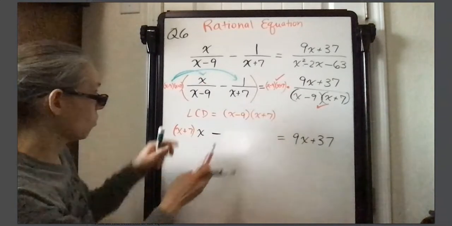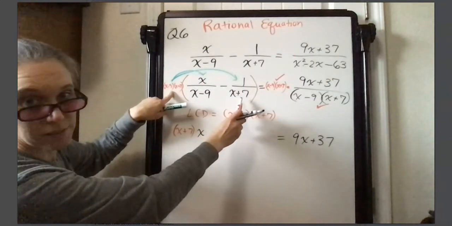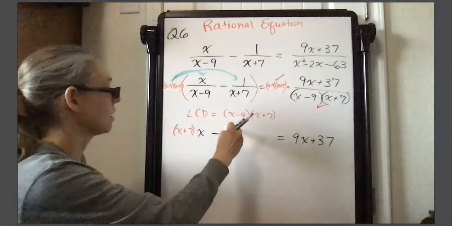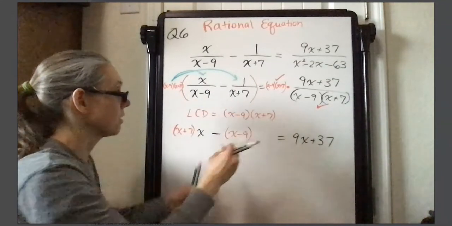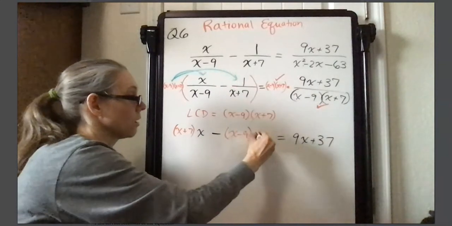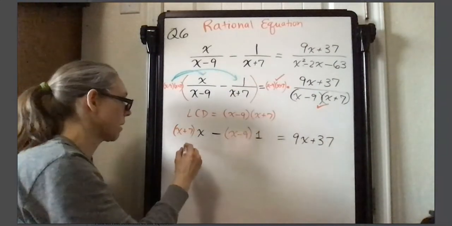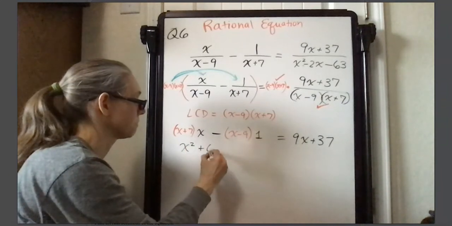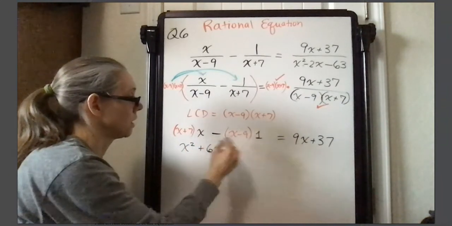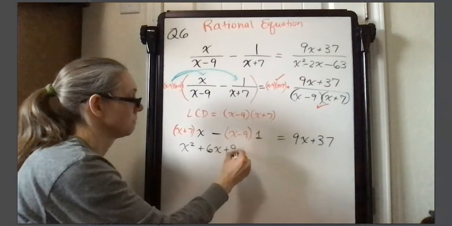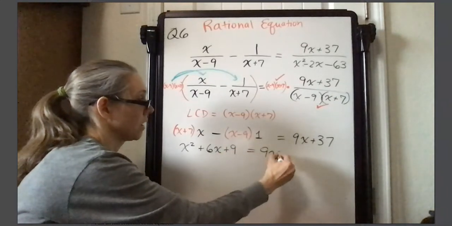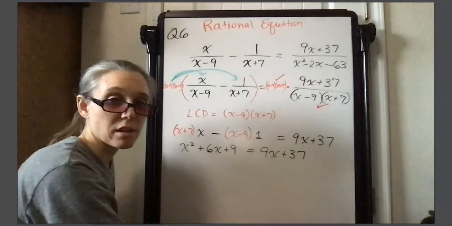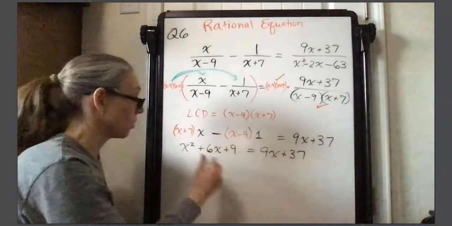And then, when x minus 9 times x plus 7 multiplies the second time, the x plus 7s will cancel, leaving you with the x minus 9. And now this will be multiplied to the numerator over here, 1. And if we go ahead and expand that, we end up with x squared plus 7x minus x plus 9. And on the right-hand side, 9x plus 37. So here we have a quadratic equation. In order to solve this quadratic equation, we want to get everything on one side.